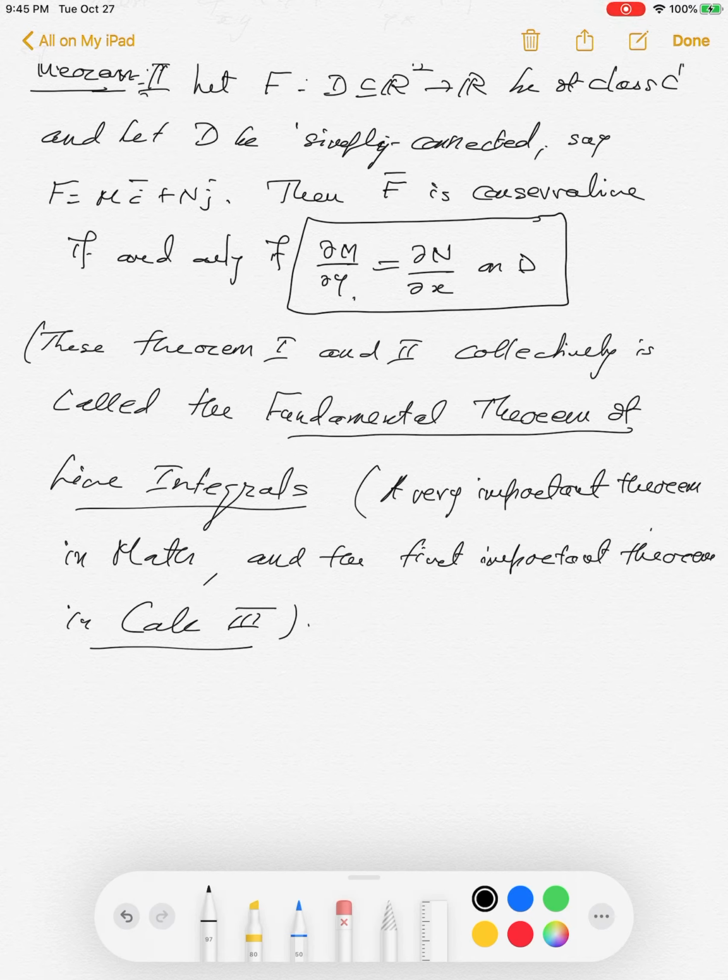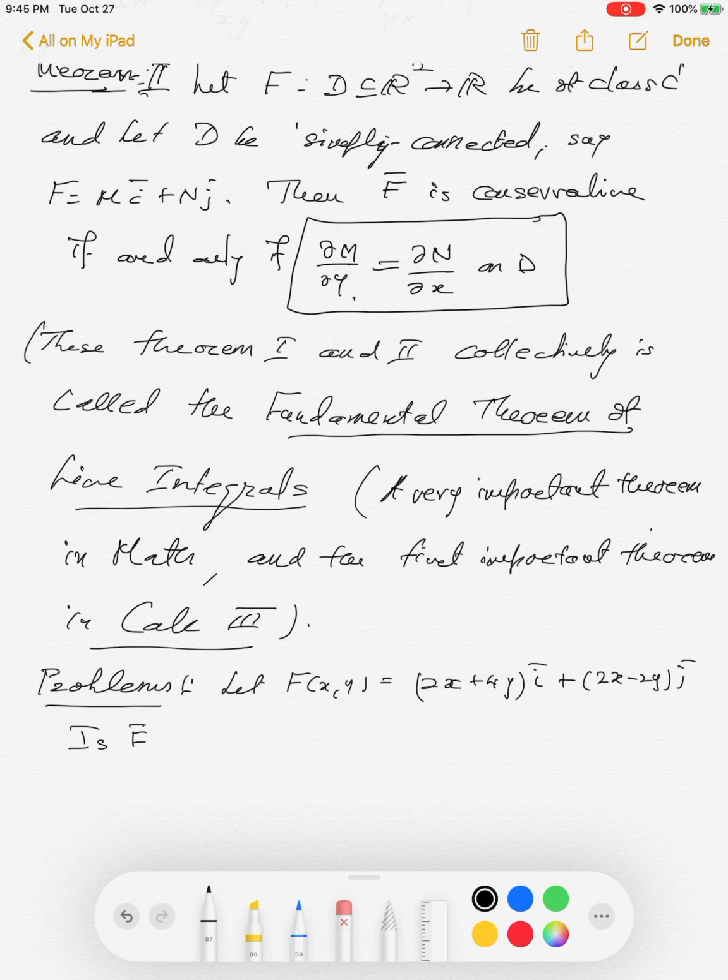So now I want to tell you, using this criterion, how to check whether a given vector field is conservative or not. And then, if it is conservative, we can also find the line integrals very easily. And how do we find this phi? That we will check. So let's see some examples. Let's talk about problem 1. Let F bar of x,y be (2x plus 4y) i bar plus (2x minus 2y) j bar. Is F bar conservative?